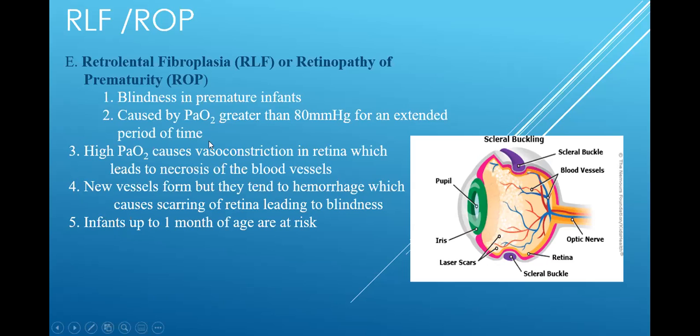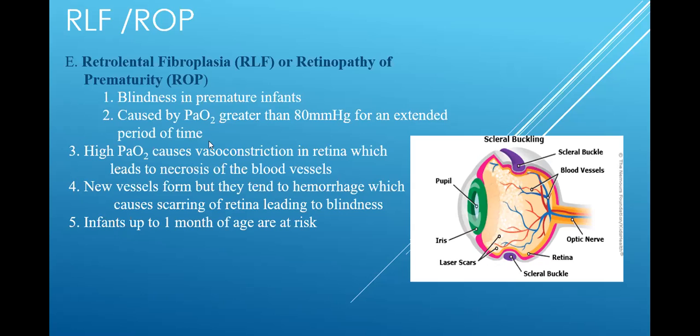Infants up to 1 month are at risk. After about a month, you're not at this risk anymore. So it's usually your premature infants and your infants that have to go on oxygen for some reason. If you have a sick infant in a hospital on oxygen, if you're the therapist, you've got to make sure his little PaO2 is not above 80.